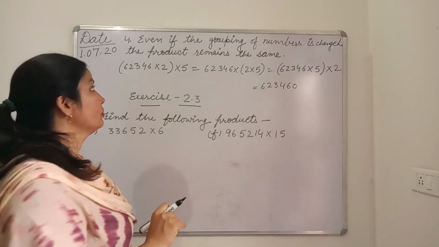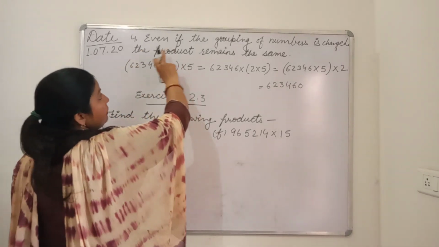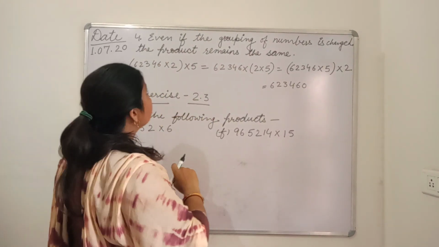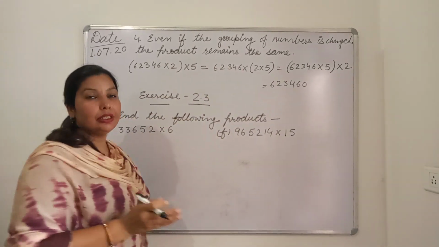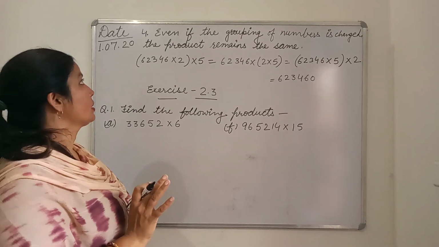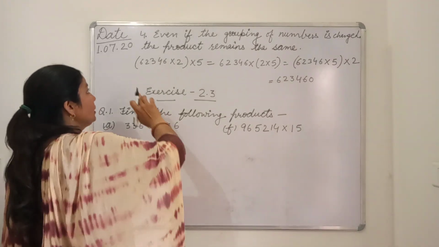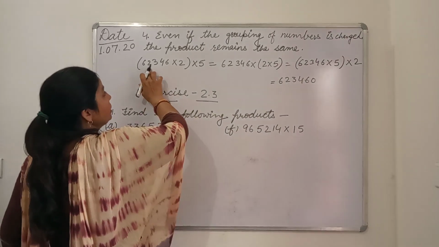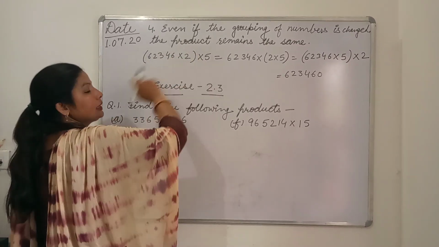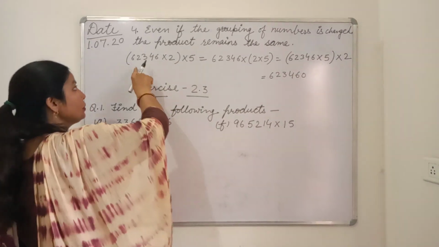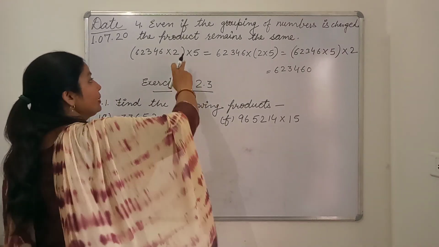Next property. Now, the fourth property. Even if the grouping of numbers is changed, the product remains the same. If we change the grouping of numbers, the product also remains the same. For example, here I take 62,346 multiplied by 2. I take this in the bracket. Bracket means first of all we should multiply these both. And whatever product we get, by that we should multiply by 5.